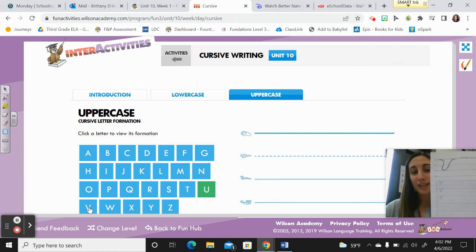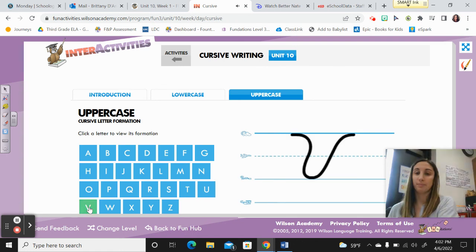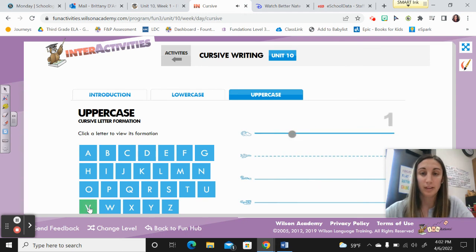All right, let's trace as the computer reminds you of the steps. V is a skyline down letter. It starts on the skyline. Point to the skyline. Go on the skyline, then curve down to the grass line. Curve back up to the skyline. All right, third grade. Go ahead and do that for a couple minutes.